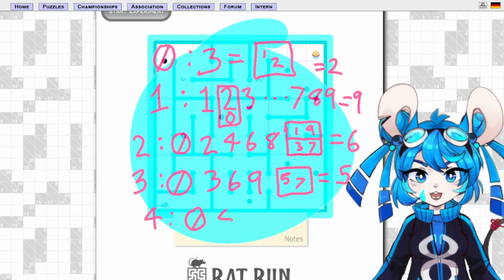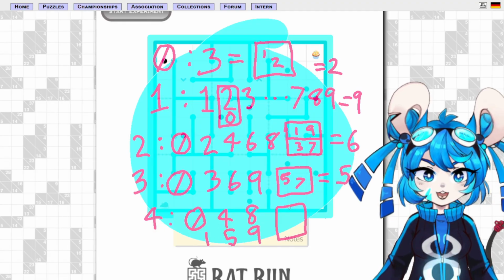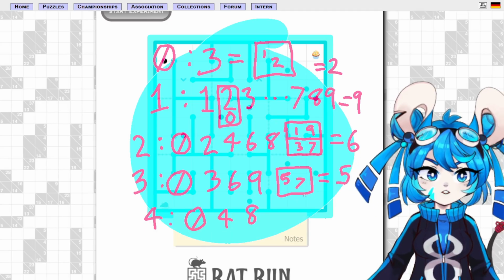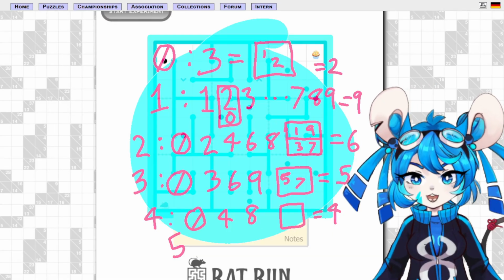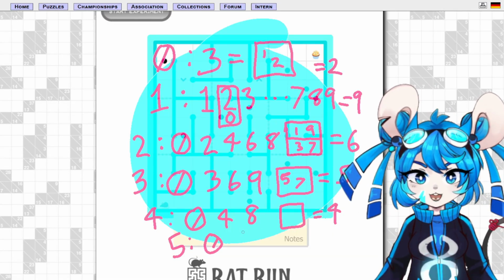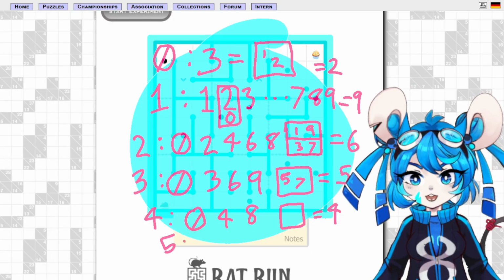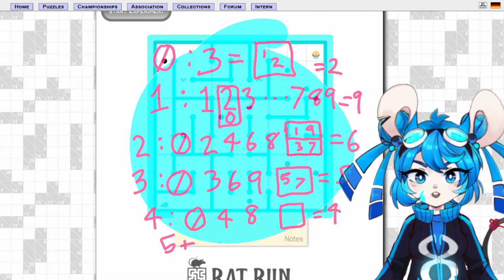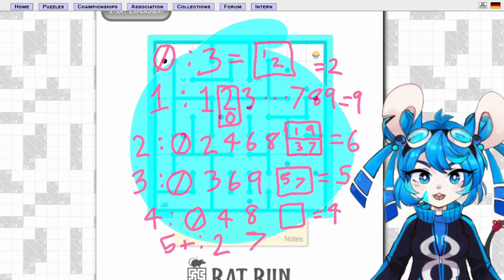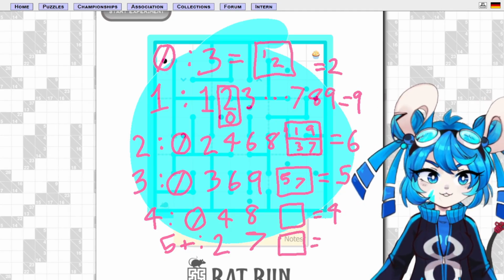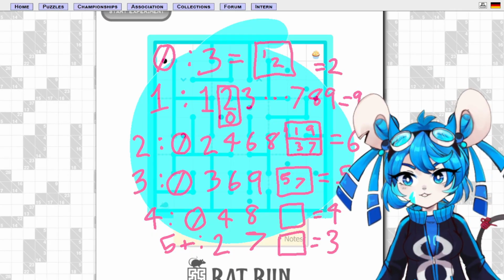4 could be 0, 4, and 8, or 1, 5, and 9, and then a Schrodinger cell. So this one could be at most 4 cells, and the same is true for 5. It could be 0, 5, actually no. For digits 5 and greater, the maximum is only 3 cells. For example, 2, 7, and then a Schrodinger cell. And that is inclusive up to 9.